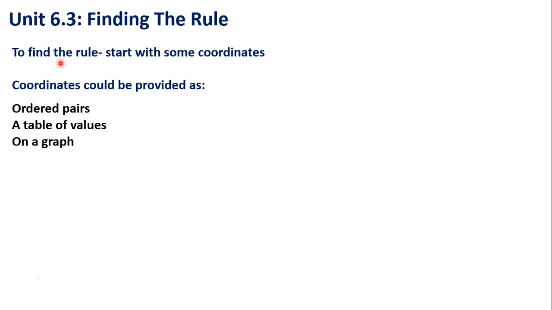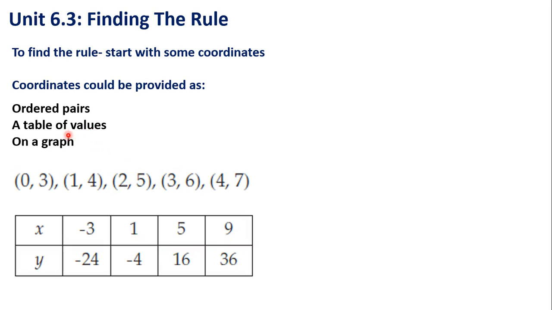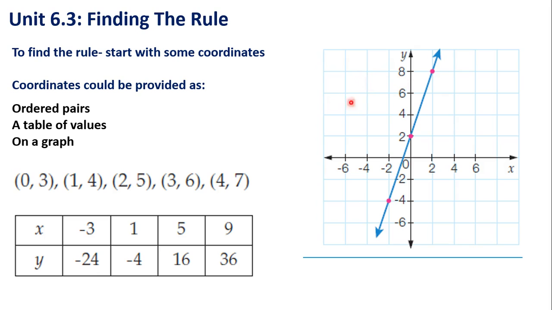Now, to find a rule, we first need to start with some coordinates that we use to find the rule, and the coordinates could be provided to us as a bunch of ordered pairs. So we could have a bunch of coordinates that we're given, and we need to find the rule that connects these coordinates. We could have a table of values. So again, we'll have the x and the y coordinate, and then we've got to find the rule that explains this relationship. Or the third way we might be provided with the information is on a graph.